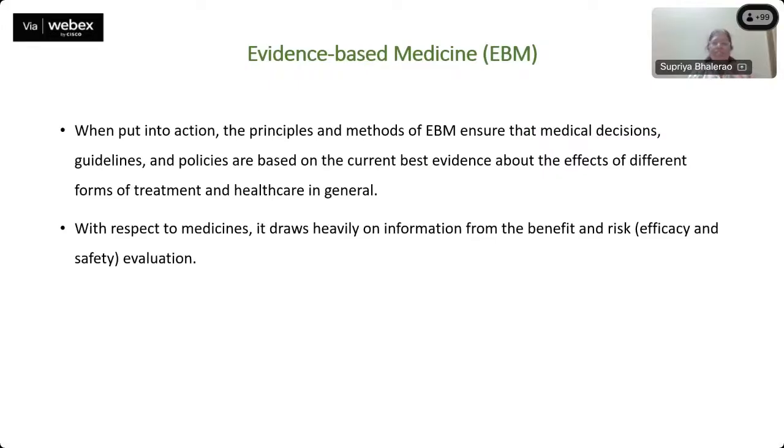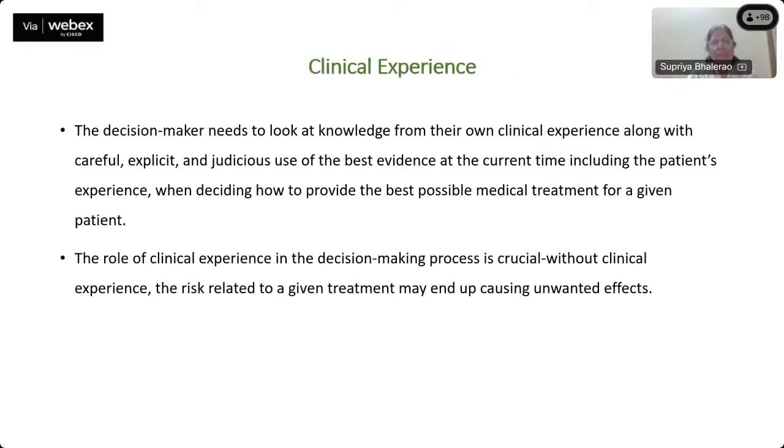When put into action, the principles and methods of EBM ensure that medical decisions, guidelines and policies are based on the current best evidence about the effects of different forms of treatment and healthcare in general. Evidence is the main pillar, but clinical expertise and patient preferences are also taken into consideration. With respect to medicines, it draws heavily on information from benefit and risk evaluation. So which medicine is beneficial? How many risks and how many benefits are there from giving a specific medication to a patient?